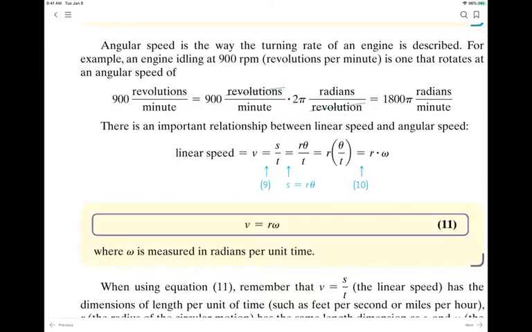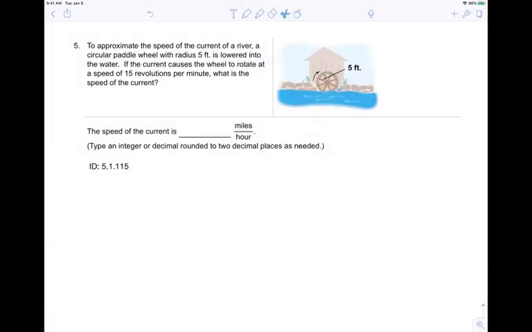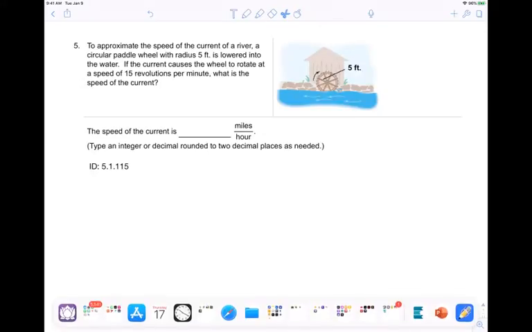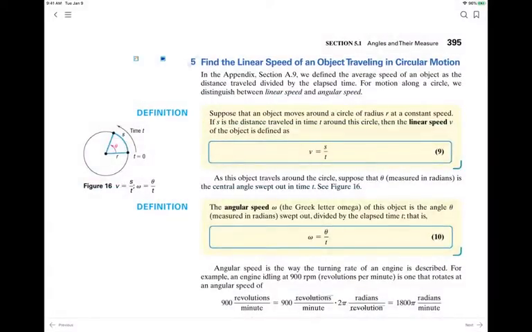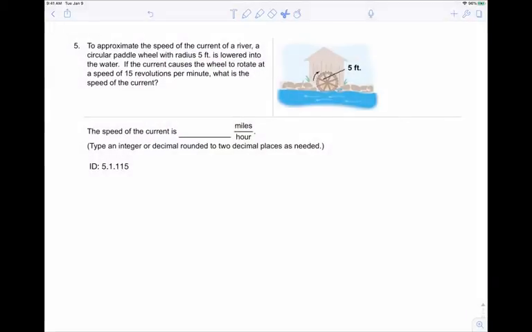Okay, so now let's see if we can use this to answer the question. Let's go back. First, let's try this one. The linear speed is going to be s over t, arc length over time.